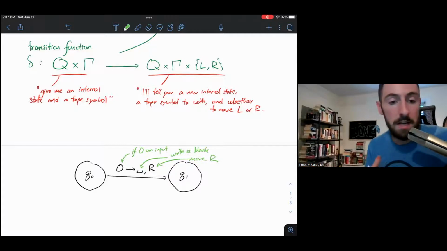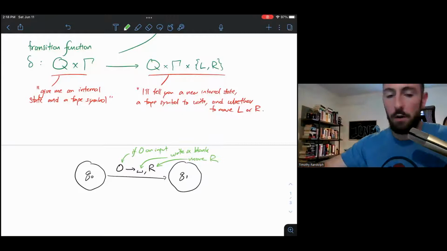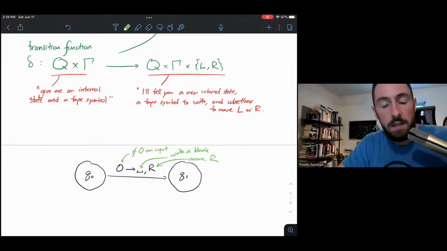The input is the state I'm in, Q0, and the input symbol, 0. The output is what I write, the blank, where I move, right, and the new internal state I'm in, Q1. However, it's much more common, instead of drawing out a full state diagram or writing down a 7-tuple, to talk about Turing machines at a higher level.